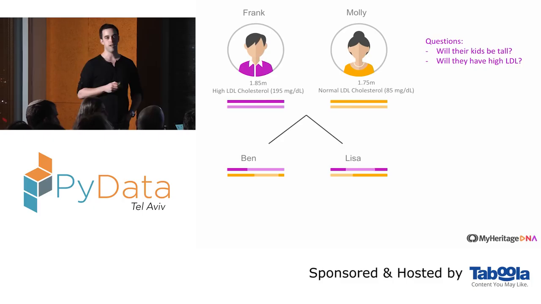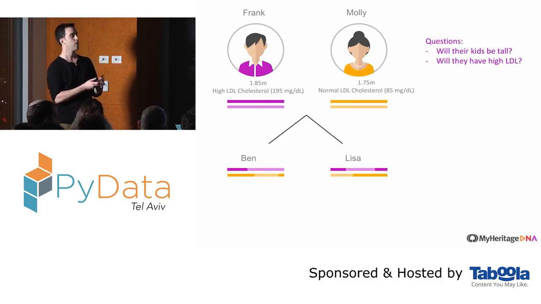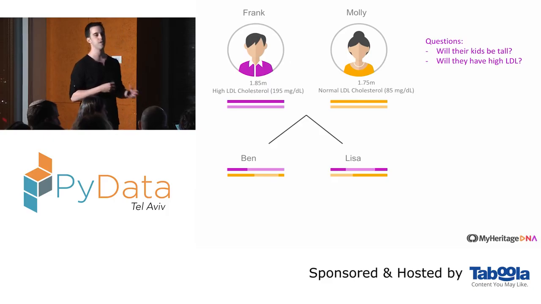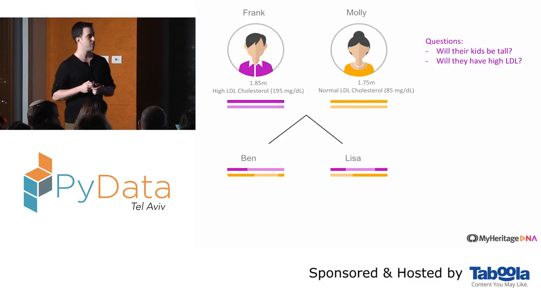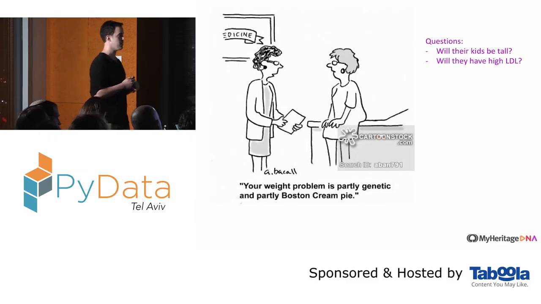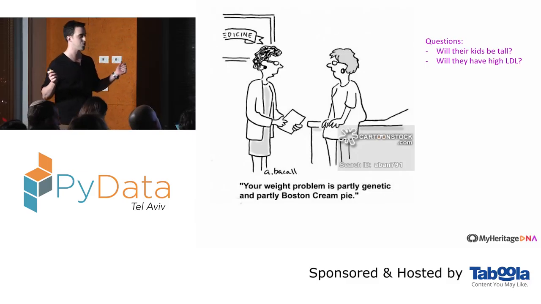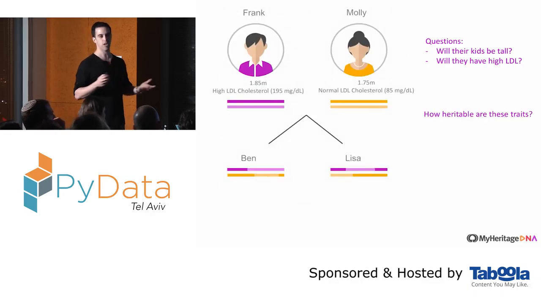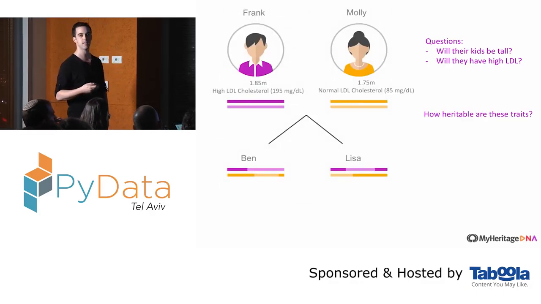So that's the thing: we want to understand what percent of the variance in a specific trait has to do with your DNA and how much of it has to do with the environment. This is perfectly explained in the following cartoon, in which this lady's weight problem is partly genetic and partly a Boston cream pie. So the question is how heritable are these traits in a quantitative sense?